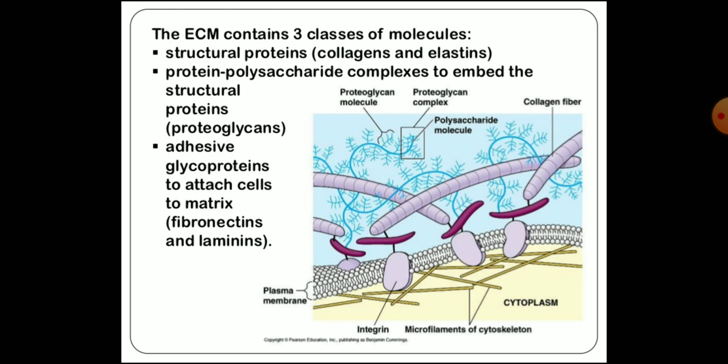There are three types of molecules in the extracellular matrix. The structural proteins consisting of collagen and elastin, and the proteoglycans, that is the protein-polysaccharide complex to embed the structural proteins within it. And then the third one is the adhesive glycoprotein to attach the cell to the matrix, that is fibronectins and the laminins. So here you can see the proteoglycans in which the fibrous proteins are embedded, that is collagen, elastin, etc. Then there are adhesive glycoproteins, that is fibronectin, laminin, etc., which are attaching the cell surface to the matrix.